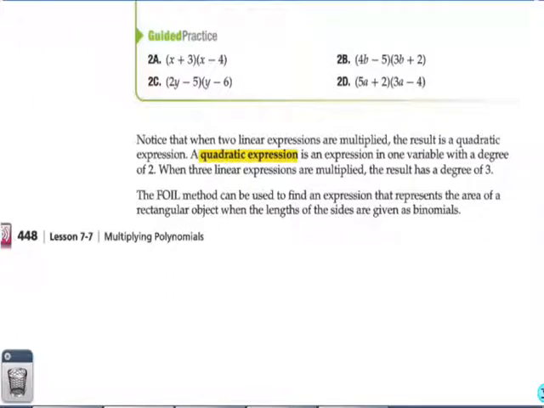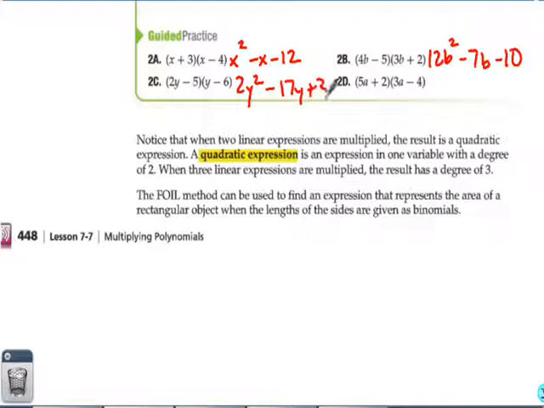All right, you're back from pausing. Let's go ahead and check these. Hopefully for 2A, you got 2x squared minus x minus 12. For 2B, you got 12b squared minus 7b minus 10. For 2C, we have 2y squared minus 17y plus 30.